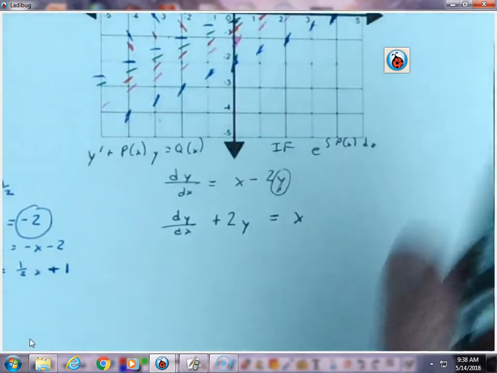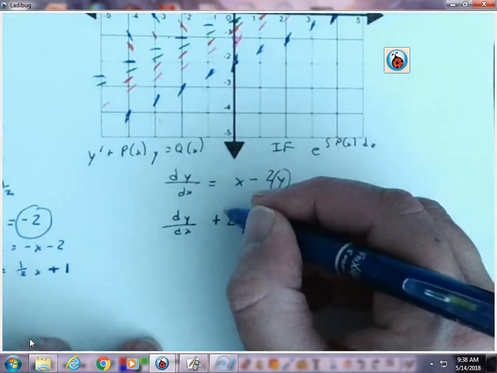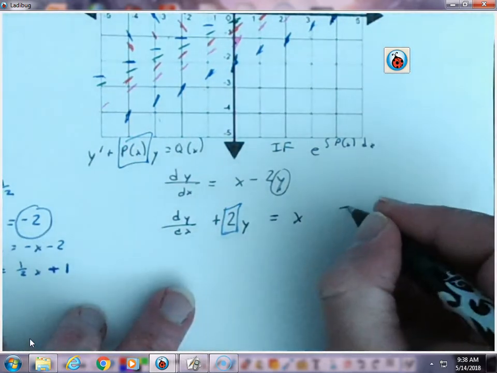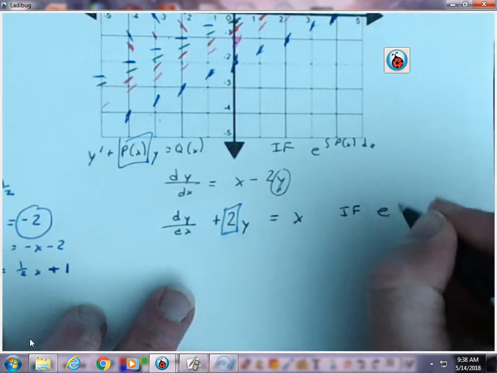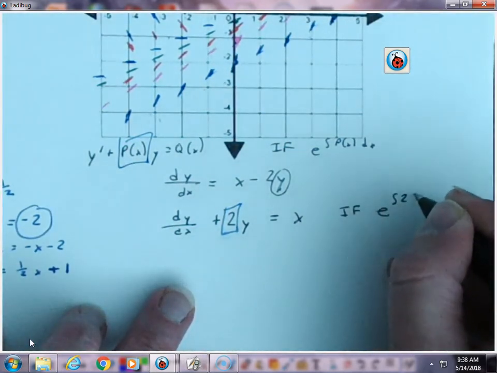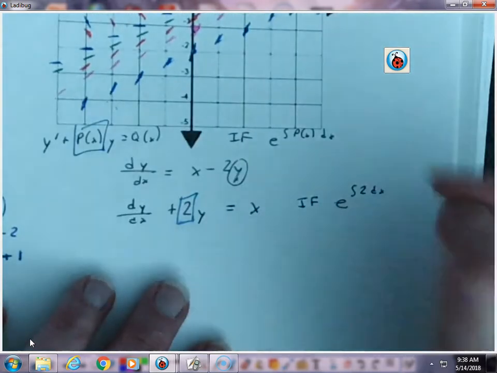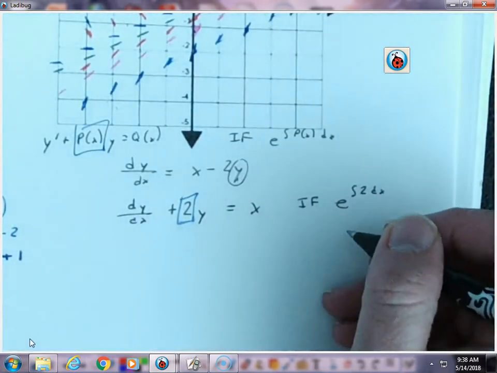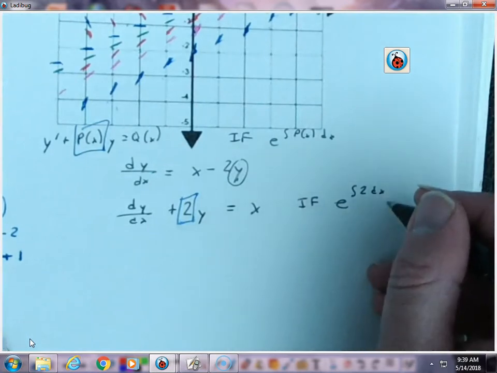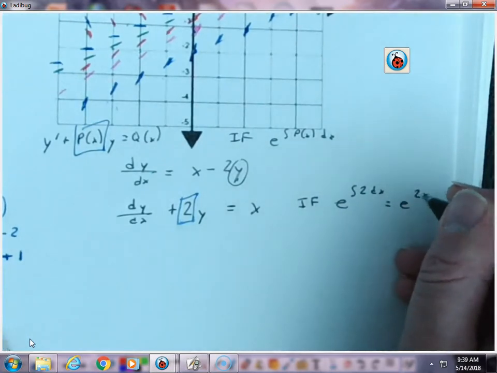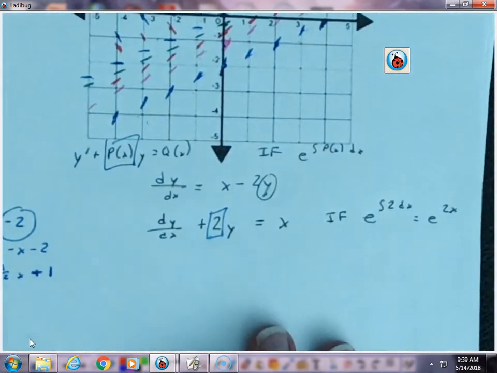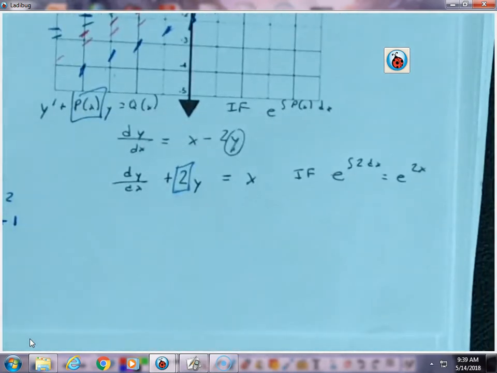What is your p of x? Yeah, it's just whatever's in front of the y. So we need to figure out the integrating factor. So it would be e to the integral of 2. Think you can figure that out? I like it. Okay, once you have the integrating factor, what are you supposed to do?